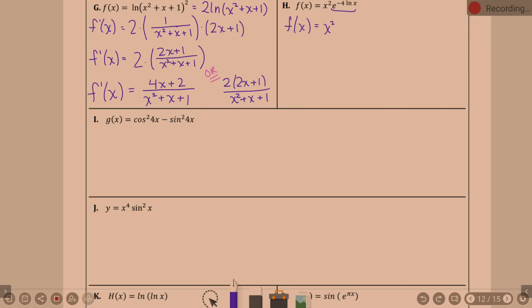In other words, what did we just do over here? We took the power and moved it out front, yes? Can we reverse that? You can. The rule works both ways. So we can take this coefficient and put it up in the power. So e to the natural log of x to the negative 4th. Now there's a reason I'm doing that. I don't know if you see it yet.